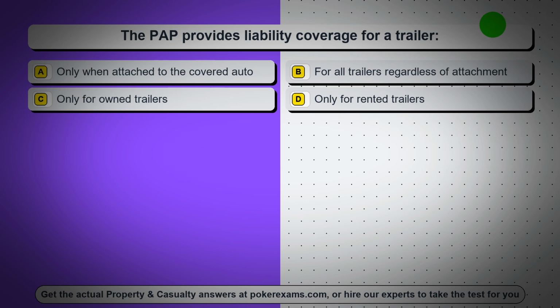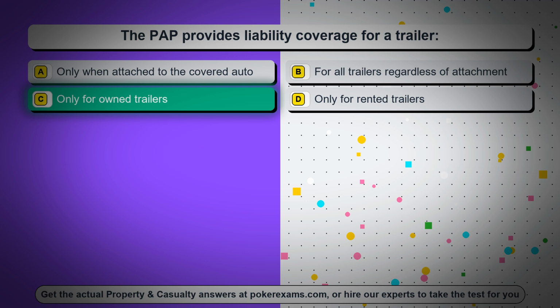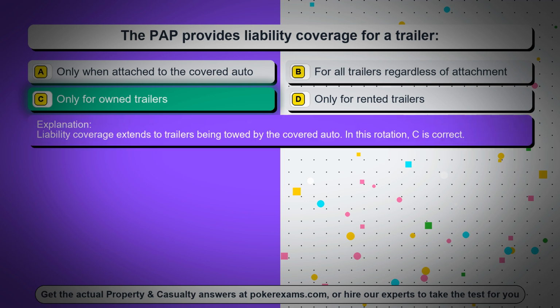Question 27. The PAP provides liability coverage for a trailer, option A. Only when attached to the covered auto, option B. For all trailers regardless of attachment, option C. Only for owned trailers, option D. Only for rented trailers. The correct answer is option C. Liability coverage extends to trailers being towed by the covered auto. In this rotation, C is correct.